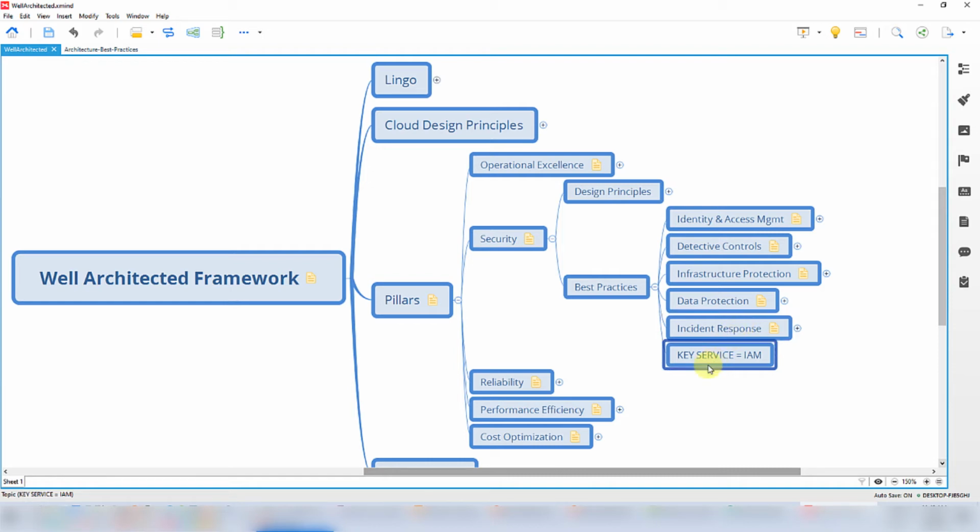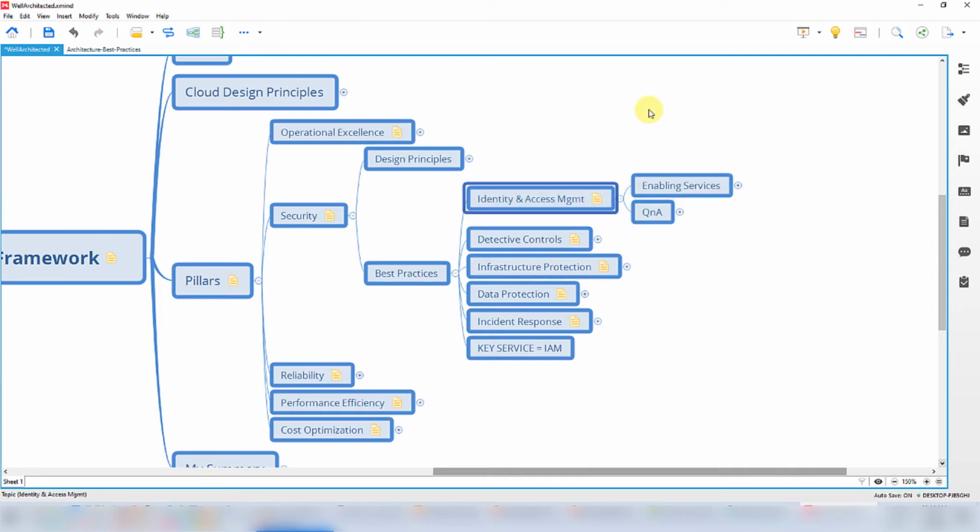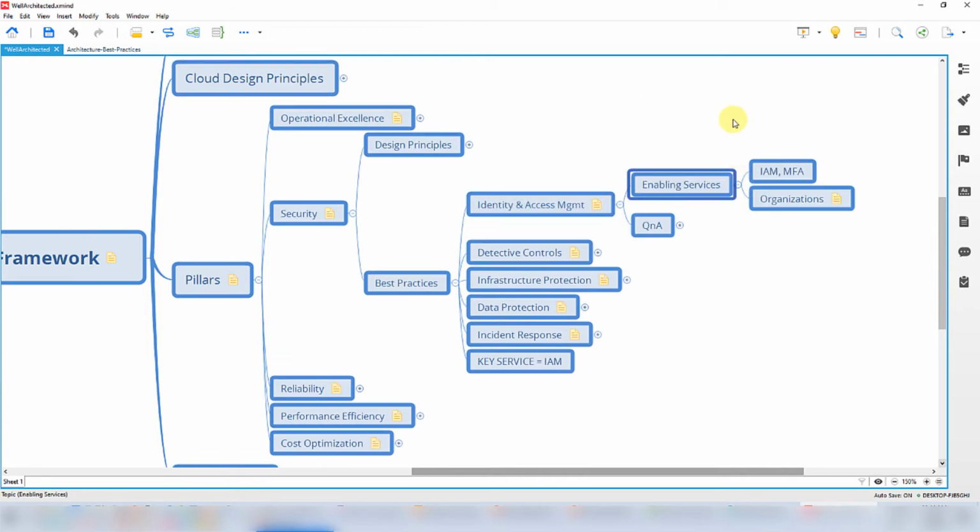The foundational service that is a key enabler of security is the IAM service. Now let's look at each of the best practices in a little bit more detail. For identity and access management, the key services are IAM, which is identity and access management, multi-factor authentication, and Organizations. Organizations helps with centrally managing policies for multiple accounts.